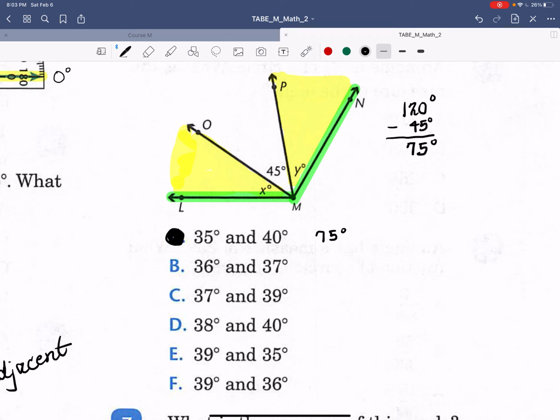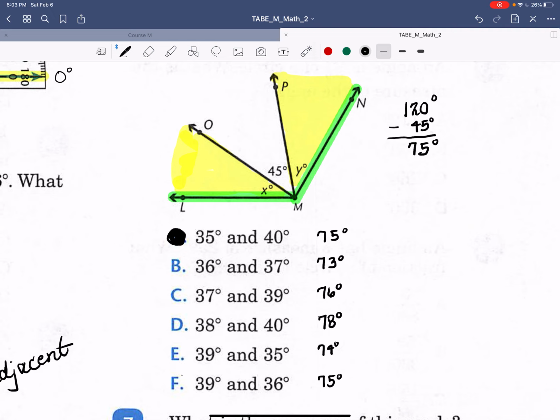36 and 37, that's 73 degrees. So that's not it. 37 and 39 it's close, but it's 76. 38 and 40, that's 78 degrees. 39 and 35, that's close, but not quite. So what about 39 and 36? And sure enough, that one is the second one.